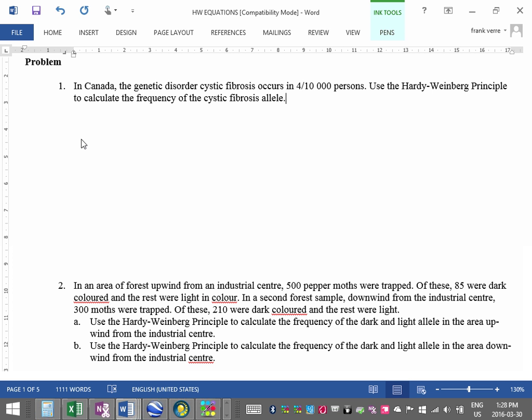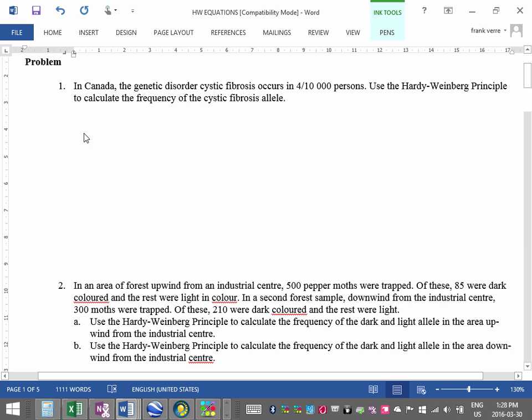Do you assume, like, red and white, or dark and light? Do you assume that light is recessive? No, you can't assume that. If it's something that you don't know, I have to give it to you. Like this one, we know. We know cystic fibrosis is recessive.